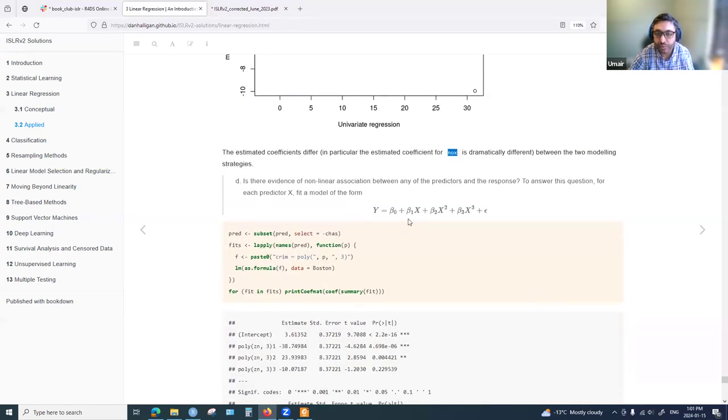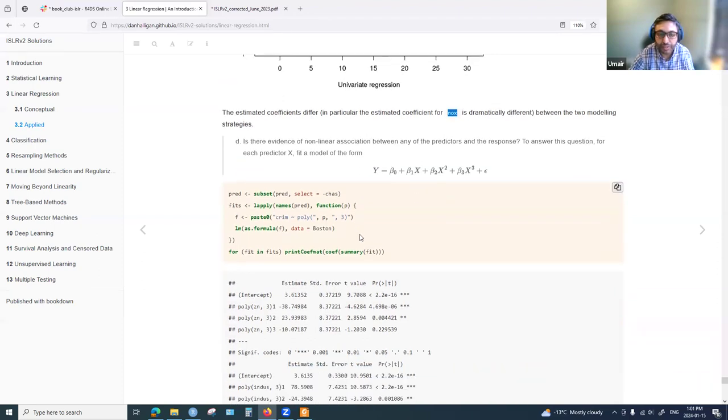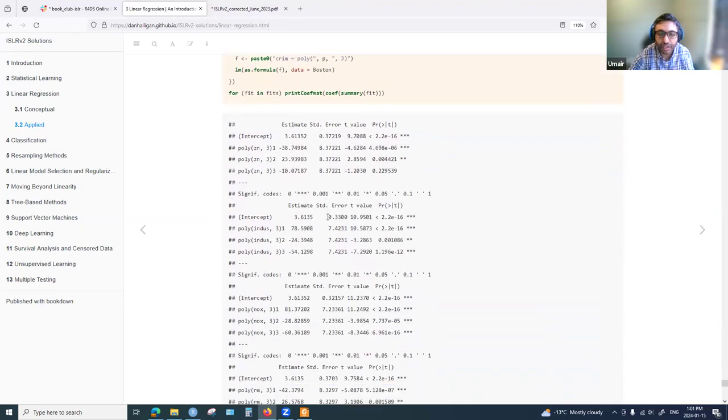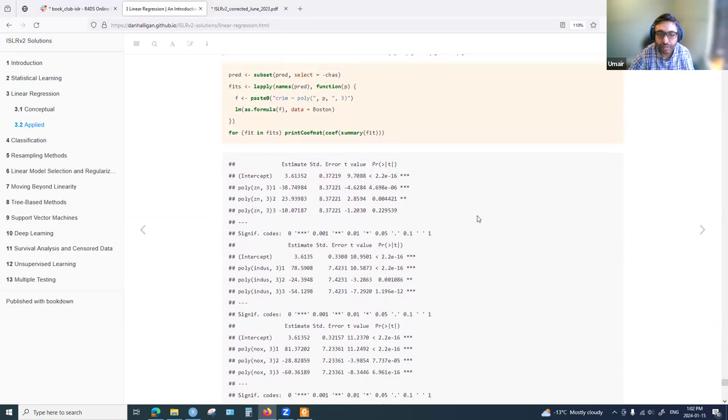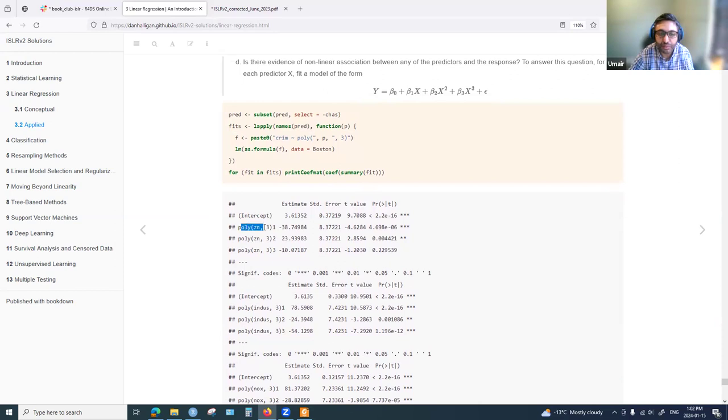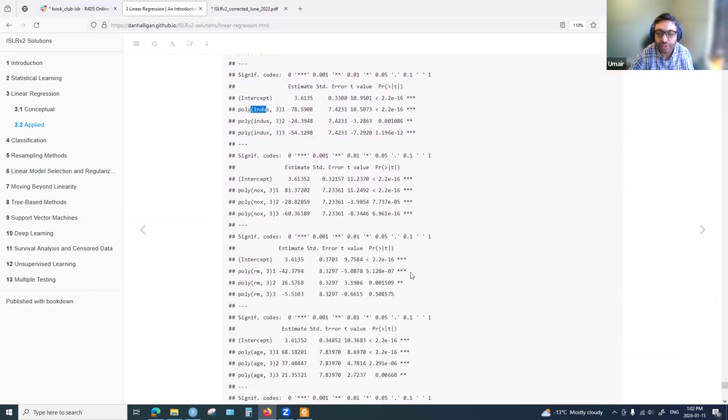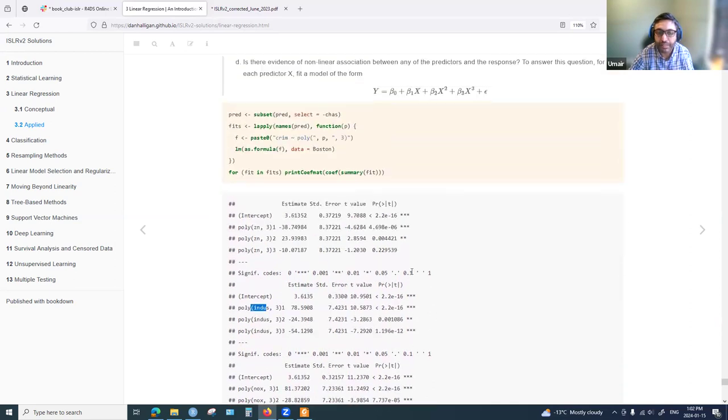Then they further ask for fitting this model, the quadratic, actually polynomial model, which is then fitted here. And we look at the results of each model. So we see this is for the ZN, then INDUS, and then so on. So for each predictor, we have a separate polynomial equation that is fitted.